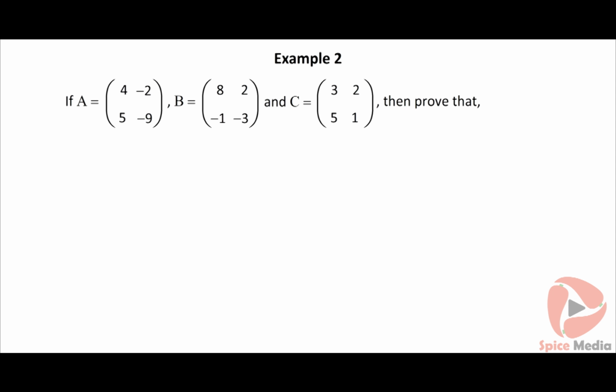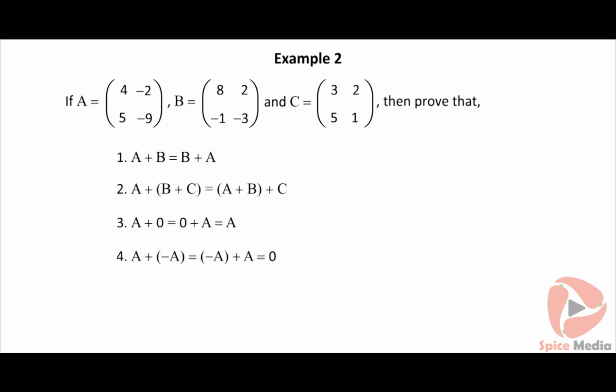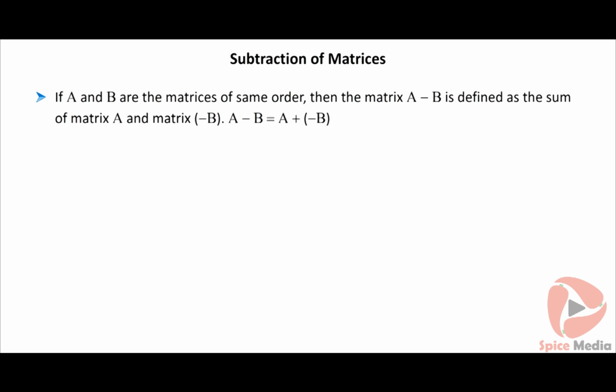Here is an example to prove the properties of addition of matrices. If A = [4, -2; 5, -9], B = [8, 2; -1, -3], and C = [3, 2; 5, 1], then prove that A + B = B + A, (A + B) + C = A + (B + C), and A + 0 matrix = 0 matrix + A = A, and A + (-A) = (-A) + A = 0 matrix. Click on the respective solution buttons to view the solution.